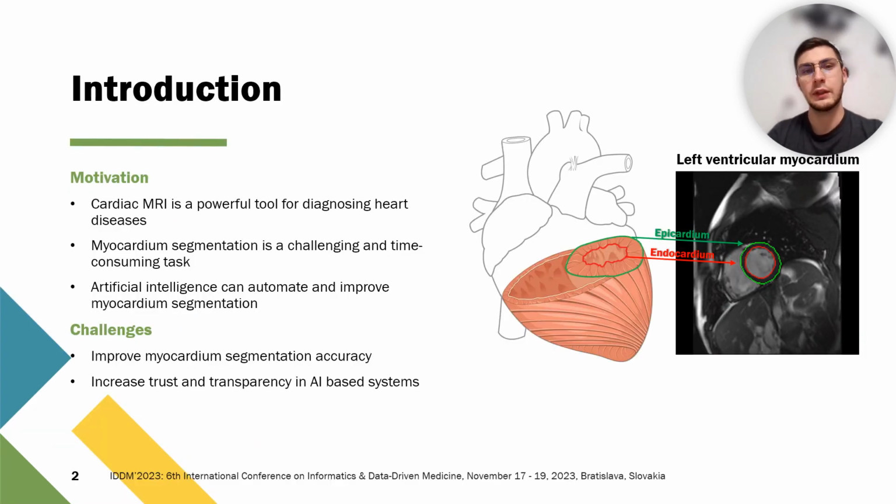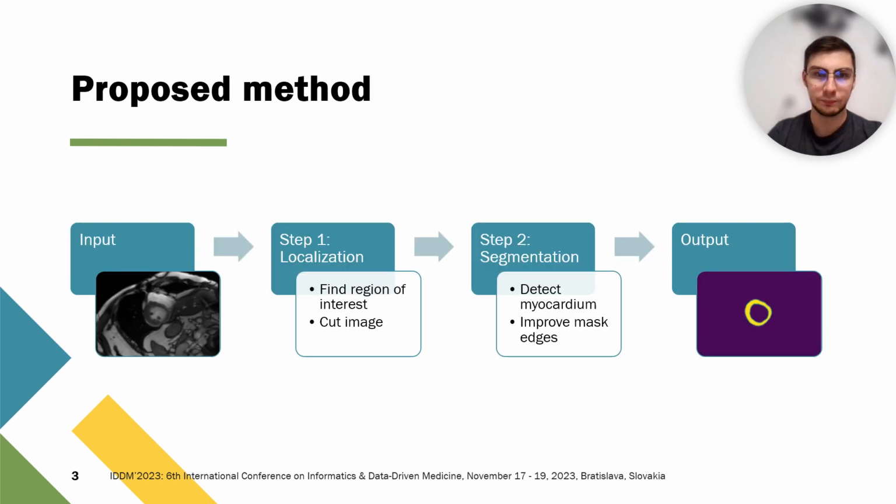Our research consists in detecting and segmenting the left ventricle myocardium. The first challenge of this task is providing high-quality segmentation, because when it comes to medical tasks, it's important to provide the best accuracy possible. So it's always actual to work on improving accuracy. And the second challenge in healthcare diagnostic is the black box nature of AI algorithms. So we keep in mind increasing the trust and transparency in AI-based systems.